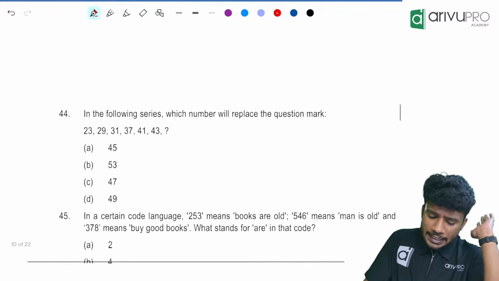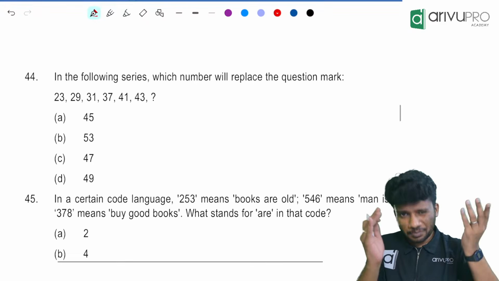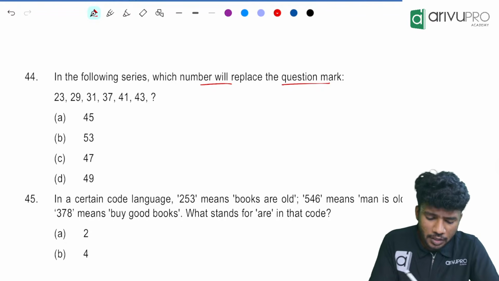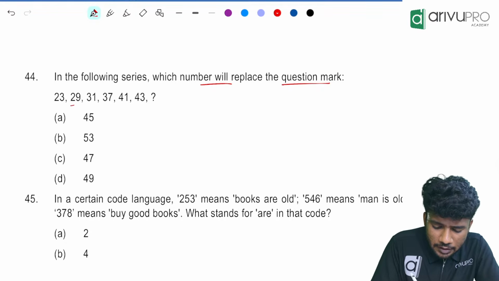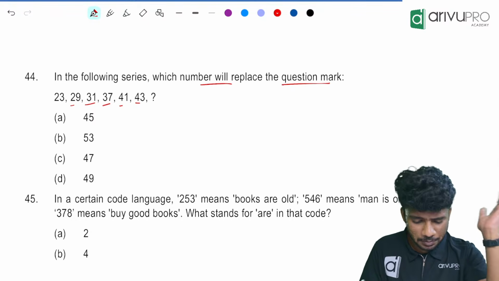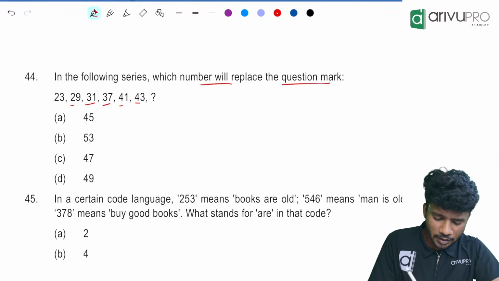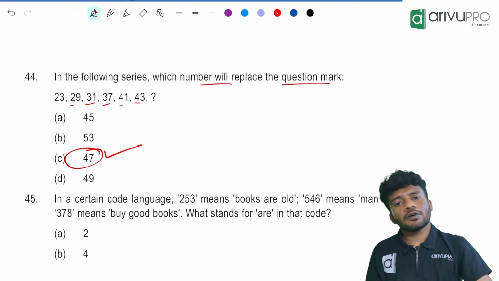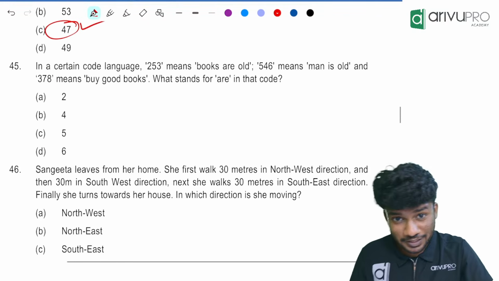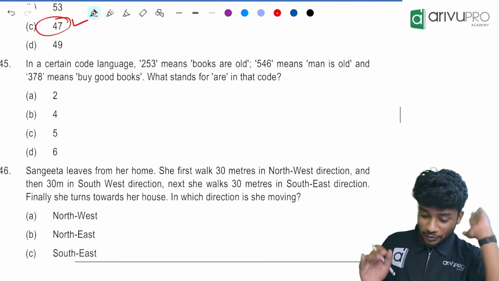Now, next question, another question based on prime numbers. In the following series, which number will replace the question mark? 23, 29, 31, 37, 41, 43. People, all these numbers are prime numbers. Which is the next prime number? 47 is the next prime number. So option C is your answer. Very easy question. This question also was there in yesterday's MTP, whatever we discussed.